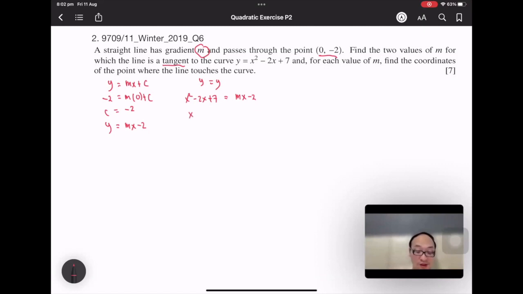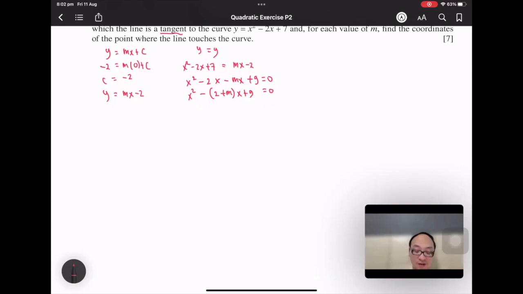Then we simplify into a quadratic equation. x squared minus 2x minus mx plus 9 equals 0. Then I collect the x terms: x squared minus (2 plus m)x plus 9 equals 0. So we will have a, b, and c. Using the tangent condition, the discriminant equals 0. So b squared minus 4ac equals 0.